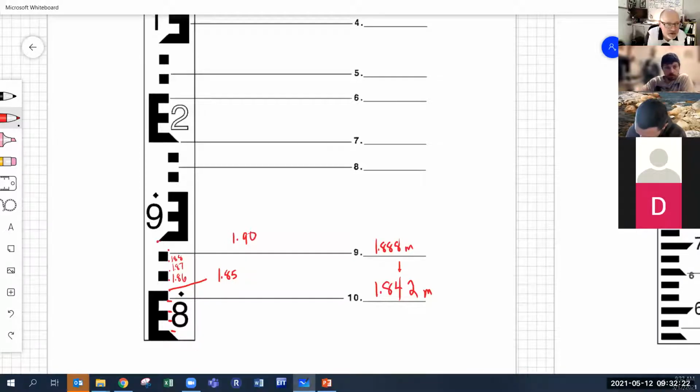1.90 right here, right there. And now we're going to go all the way up to this point. So let's count it. 1.91, 1.92, 1.93, 1.94, 1.95, 1.96, 1.97 and a half. 1.975. And then this is 1.98, 1.99. Right here is going to be 2 meters.